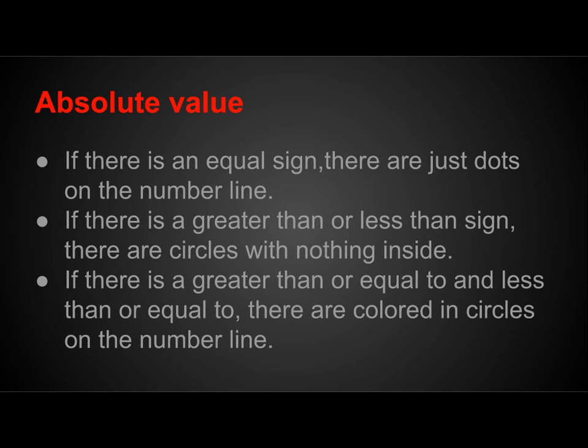If there is an equal sign, there are just dots on the number line, which means it's a dot circled in. And if there is a greater than or less than sign, there's a circle with nothing on the inside. And if it's greater than or equal to, it's a colored in circle, which is basically a dot.